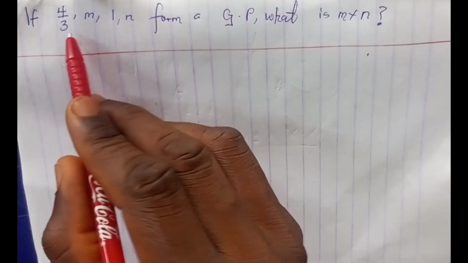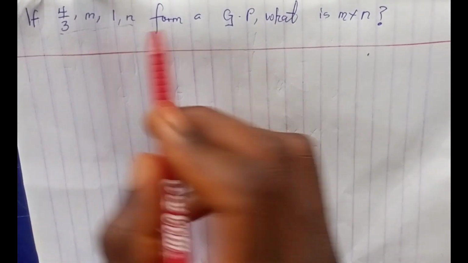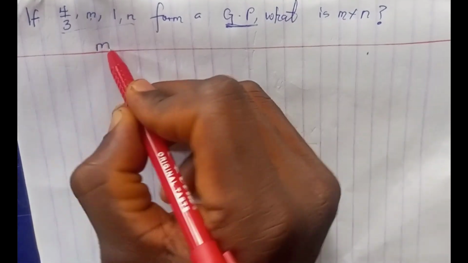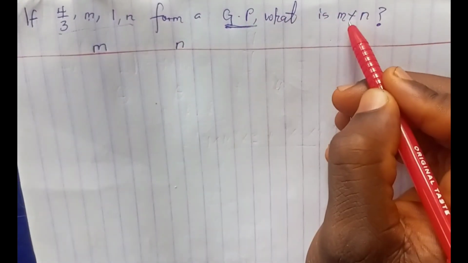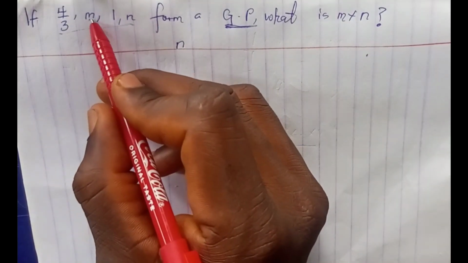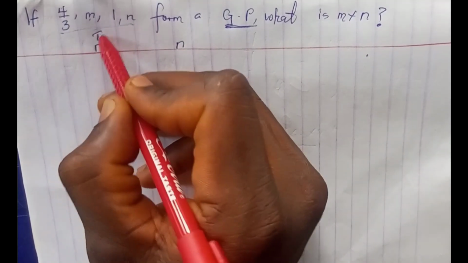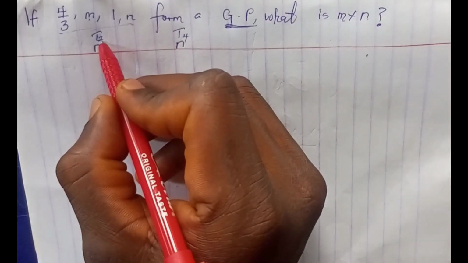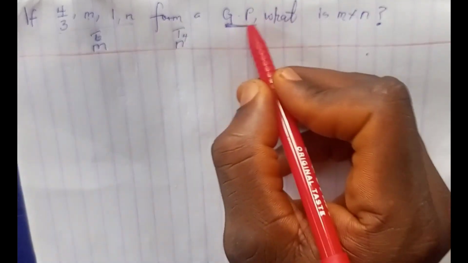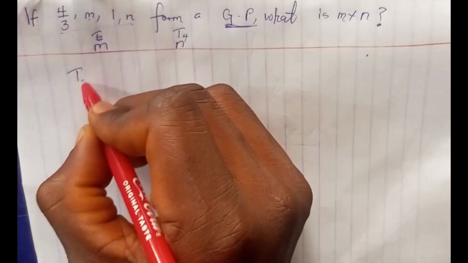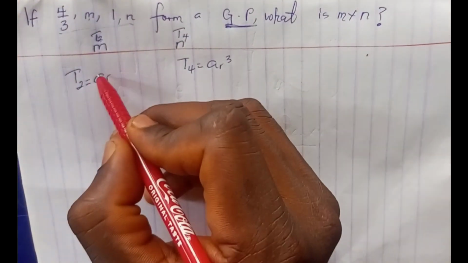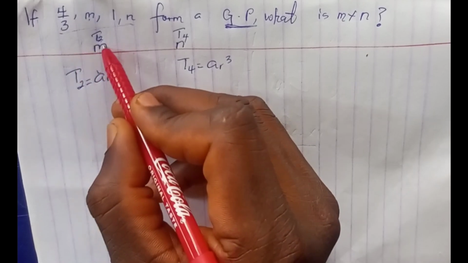This sequence is an exponential sequence, that's a geometric progression. We have to know the value of m, and we equally have to know the value of n before we can find m times n. Now, m is the second term, the T2, and n is the fourth term, the T4. Is that clear? The formula for T2 of a GP is AR, and T4 is given by the formula AR raised to power 3. So we need A, we equally need R to get the value of M.